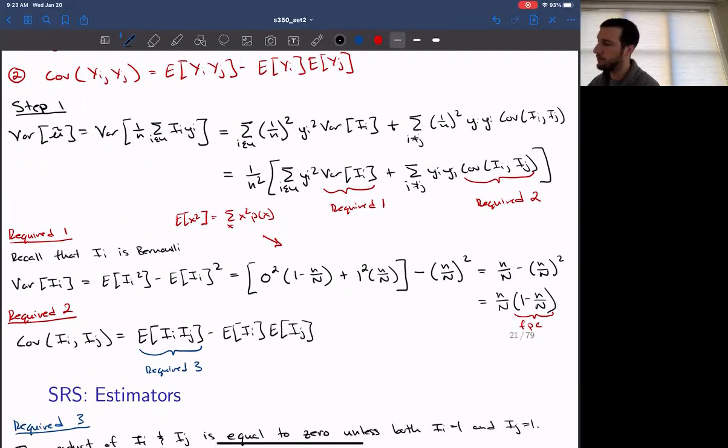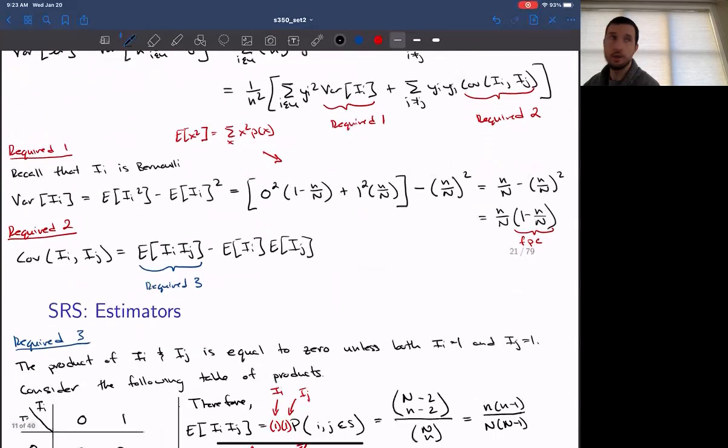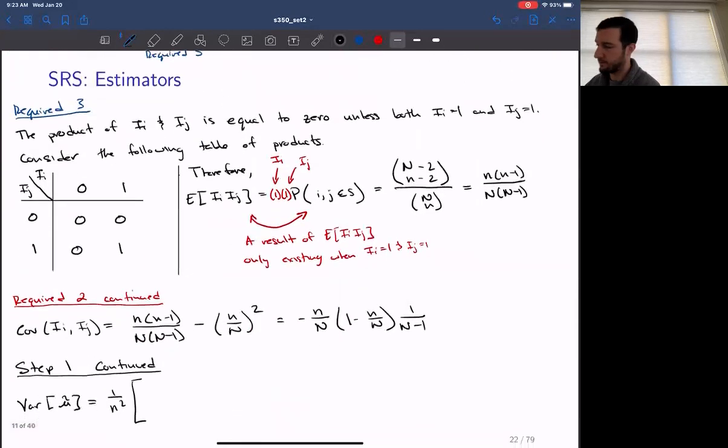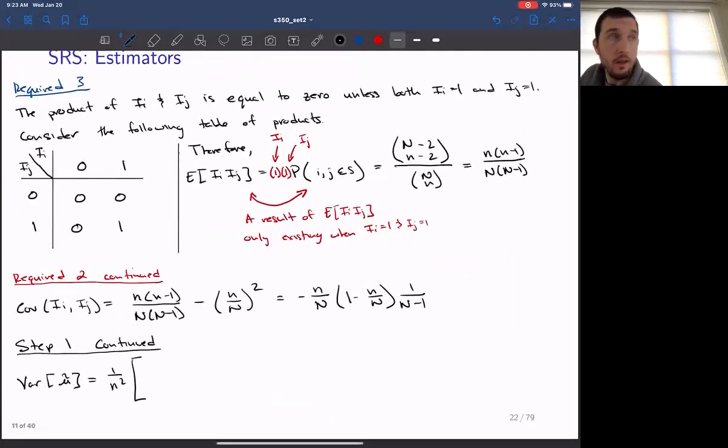In doing that, we will arrive at the following. This is going to give us little n over capital N, 1 minus little n over capital N, multiplied by the sum of i in u of yi squared. Okay, so that's our first term.